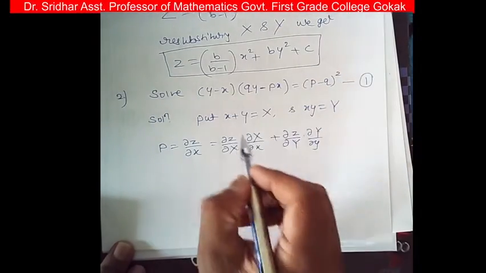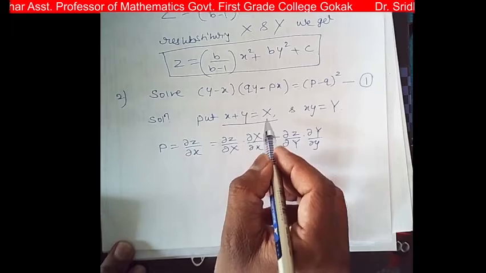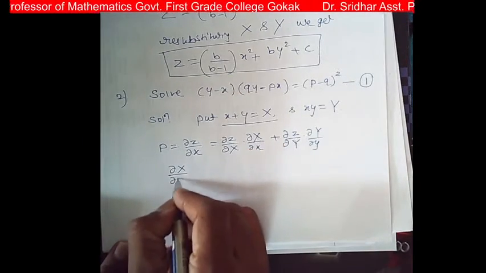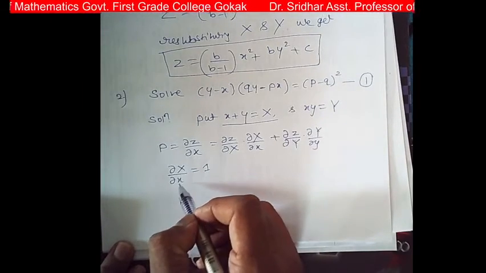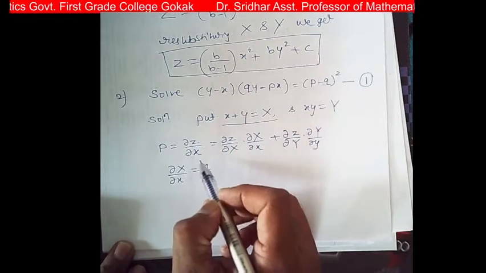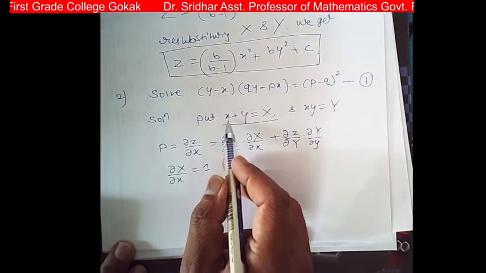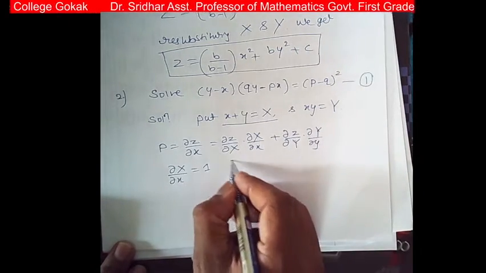Again, take this equation, differentiate this equation with respect to small x. ∂x/∂x is equal to 1. So while differentiating with respect to small x, this y is constant. Okay, this is a partial differentiation. So its differentiation is 0. So only differentiation of x with respect to x is 1. Similarly, ∂y/∂y.